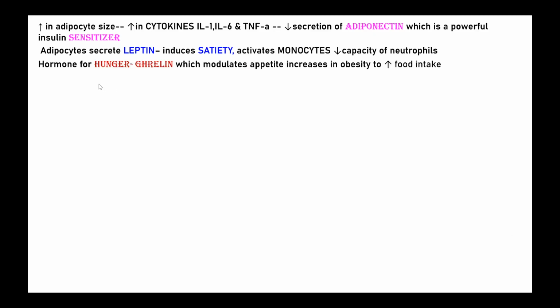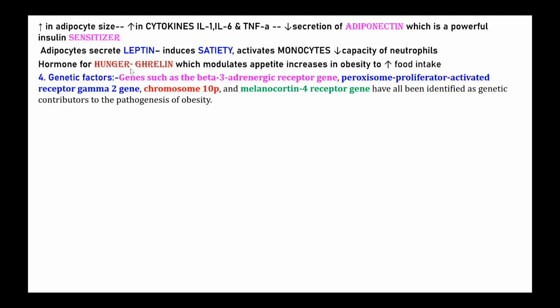And it activates monocytes, which decrease the capacity of neutrophils. The hormone of hunger is called ghrelin, which modulates the appetite, and increases in obesity. So your hunger is stimulated and you don't feel satisfied. So there is an imbalance between leptin and ghrelin. Leptin decreased and ghrelin increased makes you feel more hungry and less satisfied.